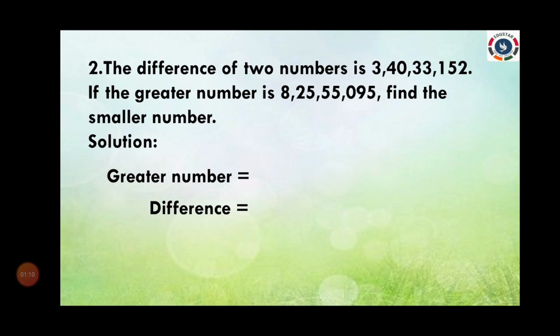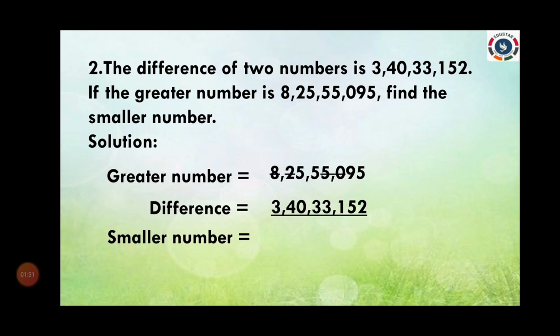How much is that? 8 crore 25 lakh 55,095. And what is the difference here? 3 crore 40 lakh 33,152. What do you want to do here, add or subtract? Subtract. So we write the minus sign here. The smaller number we are going to find now.